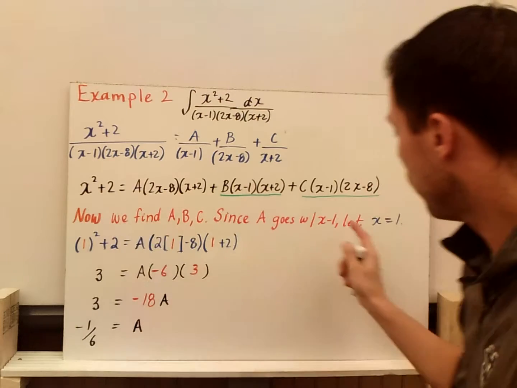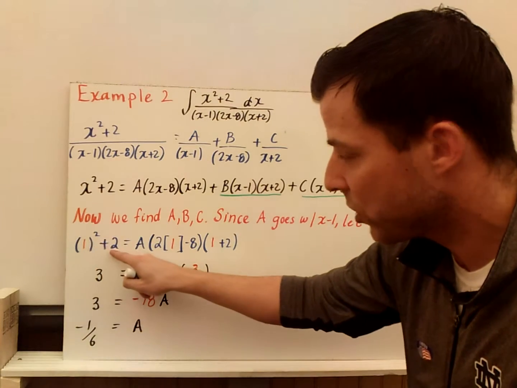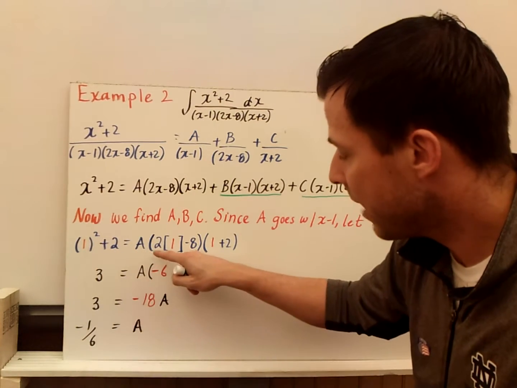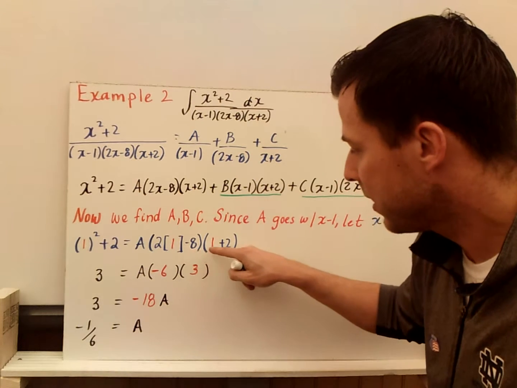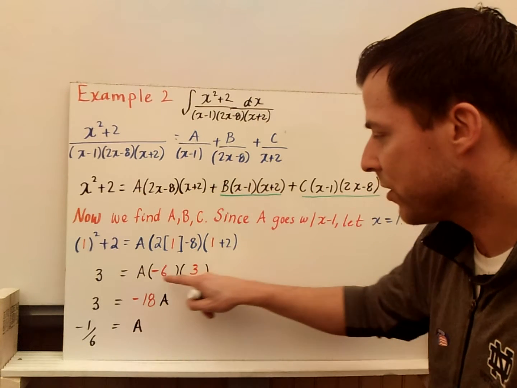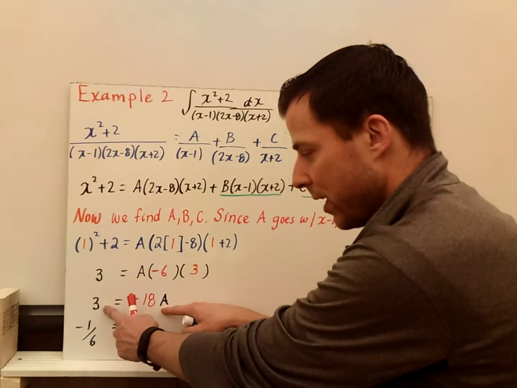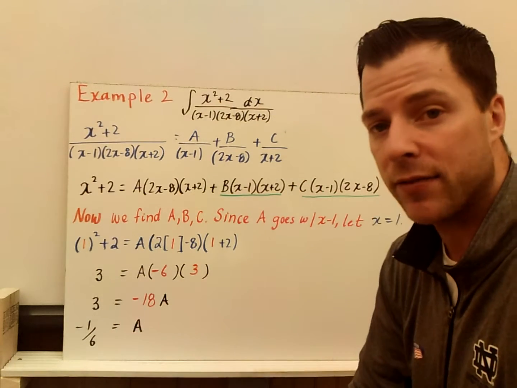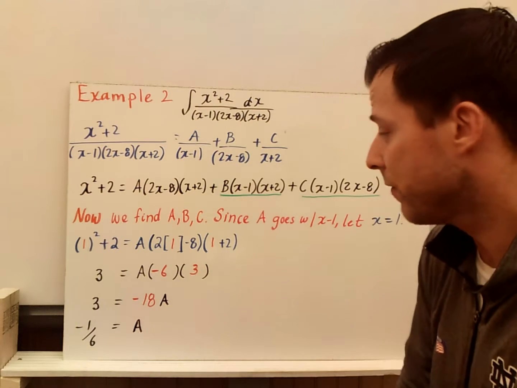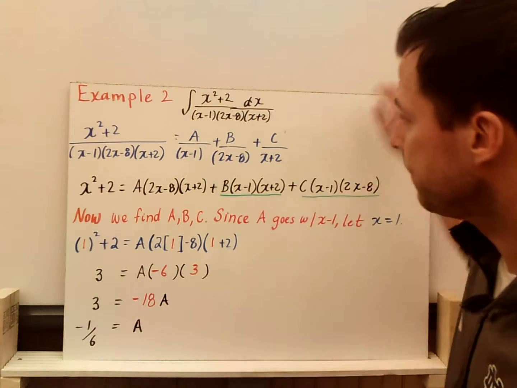So I plug in 1 for x. I'm left with 1 squared plus 2 equals A times 2 times 1 minus 8 times 1 plus 2. So that's negative 6 times 3. So I get negative 18A equals 3. So A equals negative 1/6. So I found my first variable A.